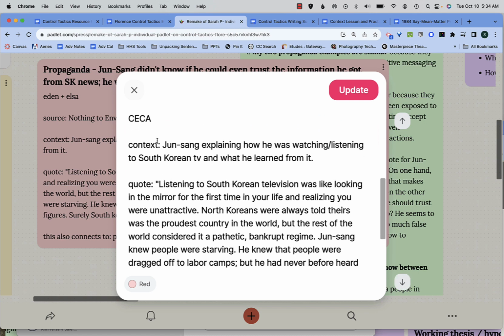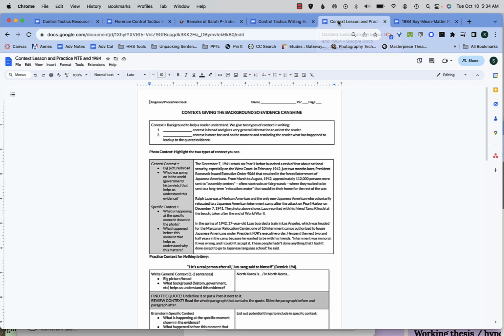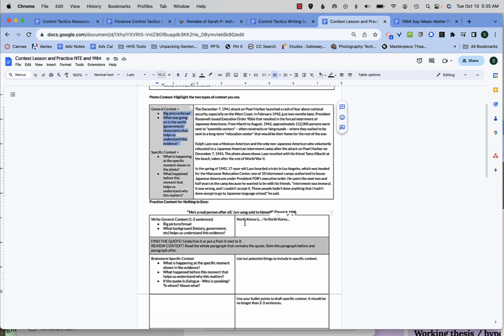I'm going to start with writing my context. And remember that I need both general and specific context. We saw this in this lesson. General context is going to give me the big picture. What am I talking about? Here I'm talking about North Korea, and you have an example of this written on your document already. You could totally reuse this or write your own. And then you need to brainstorm specific context about this particular quote.